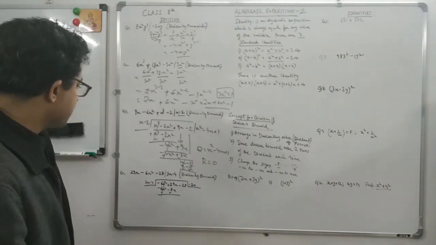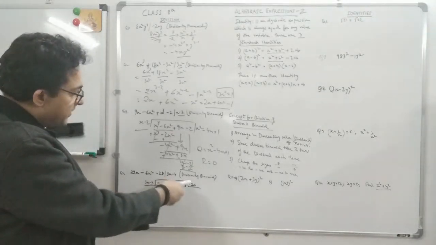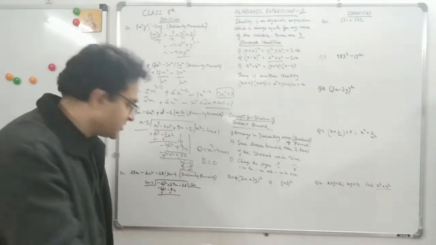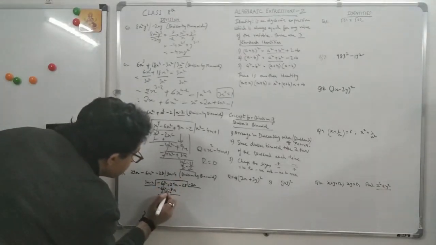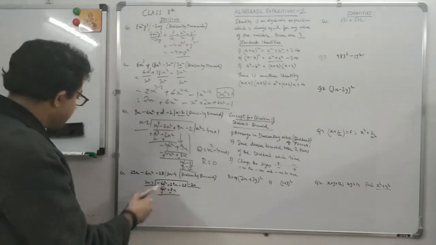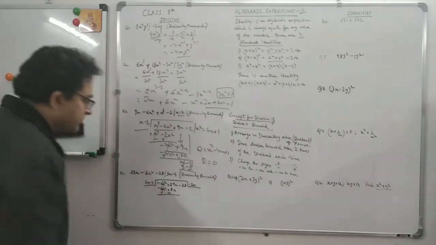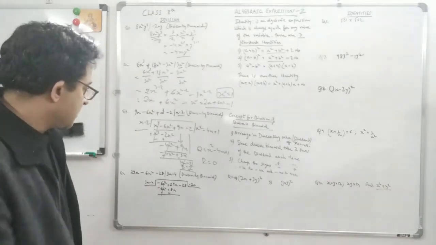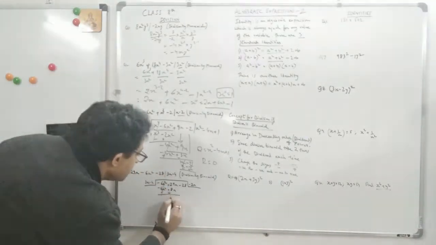Let me see. Oh, I'm sorry. This is minus 4 into minus 2. Minus into minus is plus. Minus 4 into minus 2 is plus. This was plus here. So what happened to plus? Plus will become minus. So I just correct here. So 29x minus 8x is 21x.